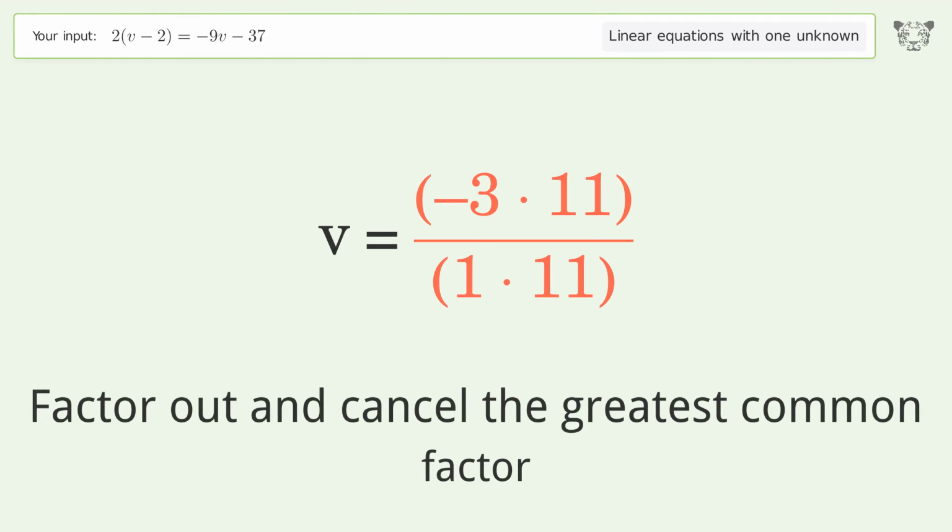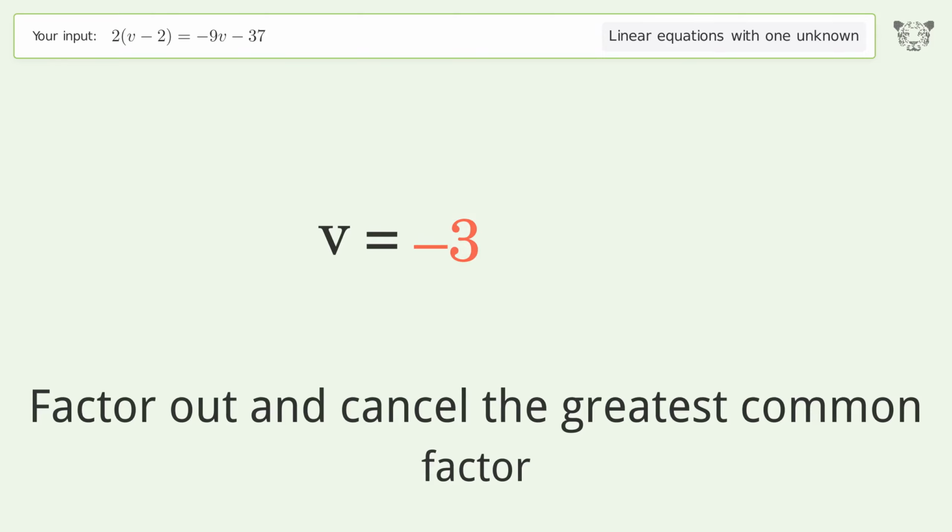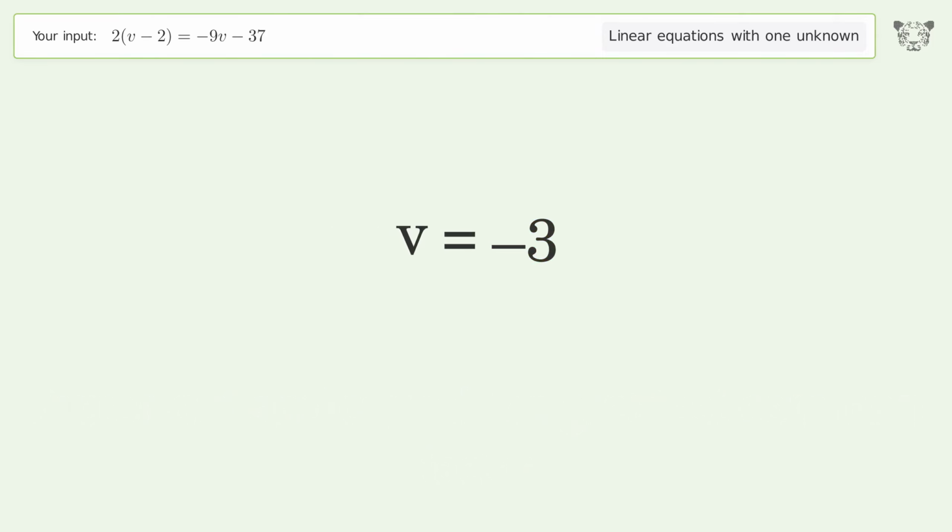Factor out and cancel the greatest common factor. And so the final result is v equals -3.